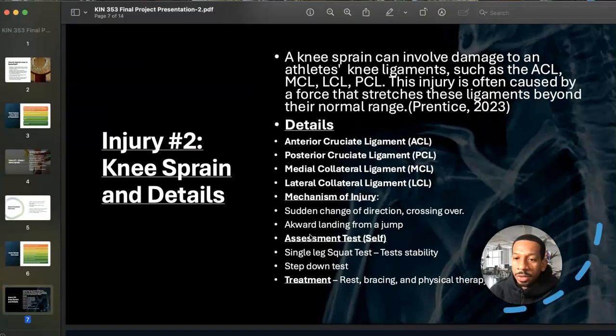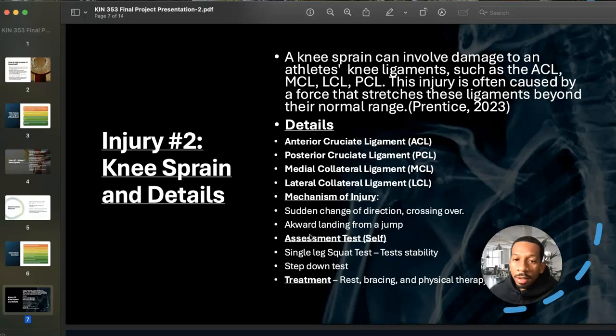Let's look at our second injury, a knee sprain and its details. A knee sprain can involve damage to an athlete's knee ligaments, such as the ACL, MCL, LCL, or PCL. This injury is often caused by a force that stretches these ligaments beyond their normal range.